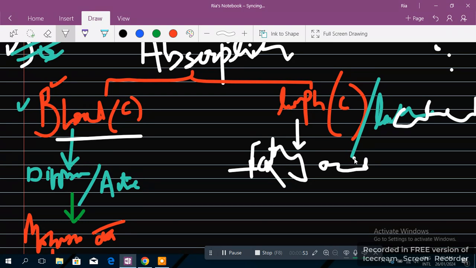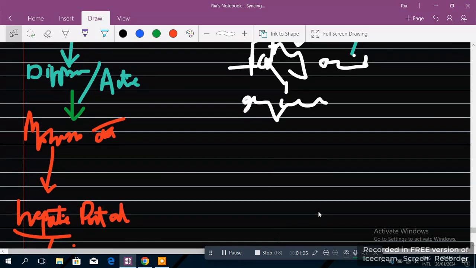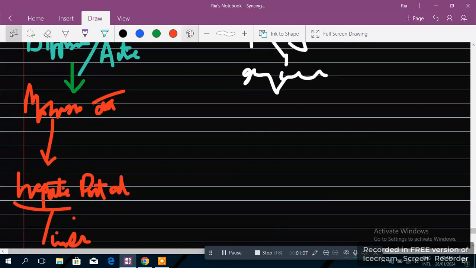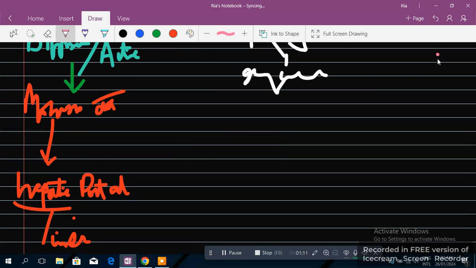First, fatty acid would be converted to glycerol. Glycerol is the first thing. The holes in the blood capillary are very minute, very small holes, so it does not really get through easily. So we need to convert fatty acid into glycerol. After glycerol, it will go through.